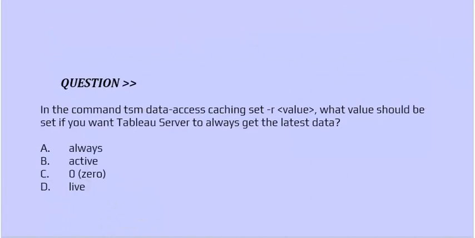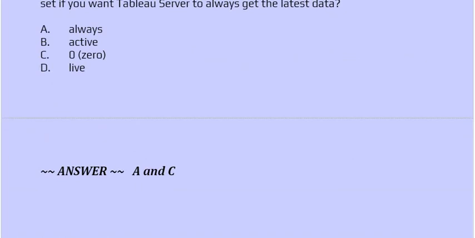Next question is, in the command tsm data-access caching set -r [value], that value should be set to what if you want Tableau Server to always get the latest data? Option A, always. Option B, active. Option C, 0. Option D, live. Correct answer is option A and option C.